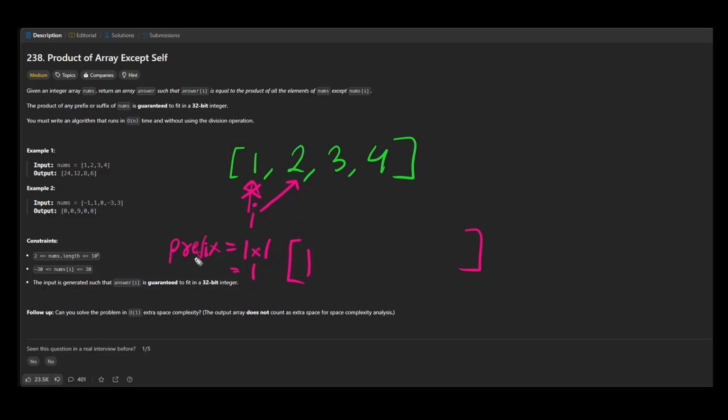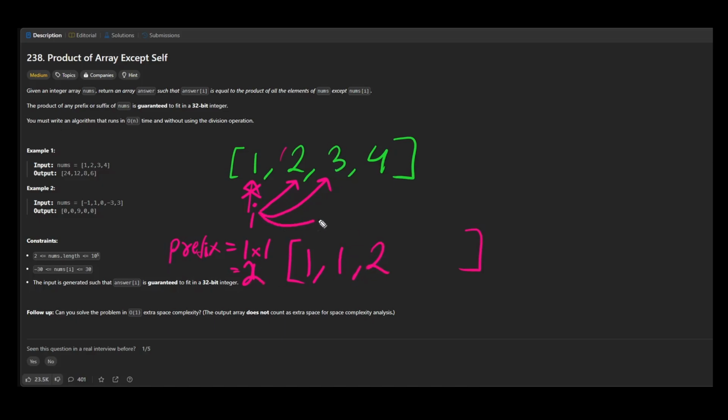From 2, we can see that the prefix is 1 again, and we can also visually see that it is 1. Now i moves forward again. i moves to 3, which means the prefix is now multiplied by 2, the element that we left. So the prefix is multiplied by 2. From 3, the prefix value is 2.